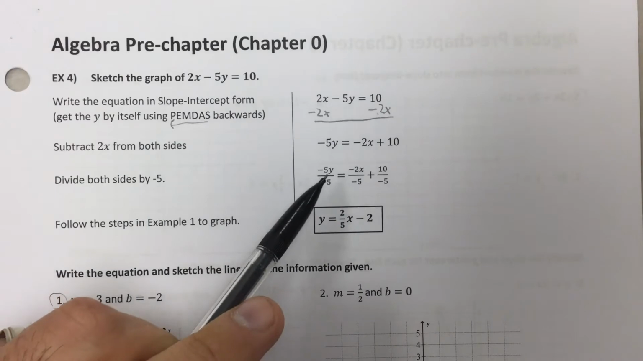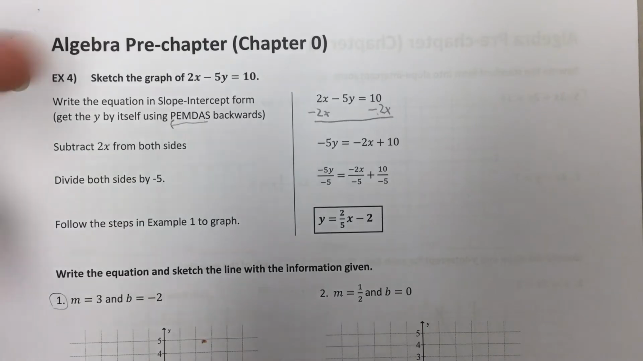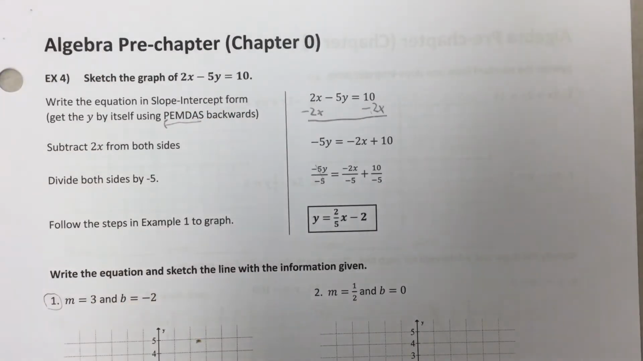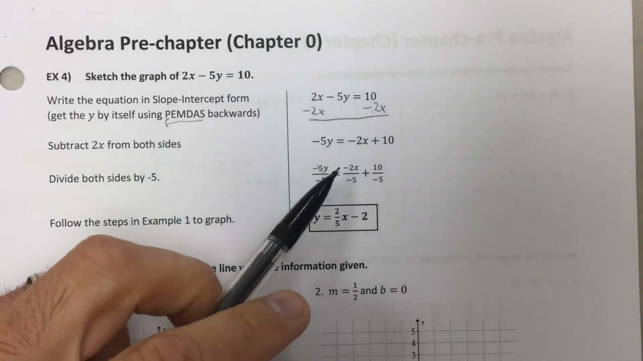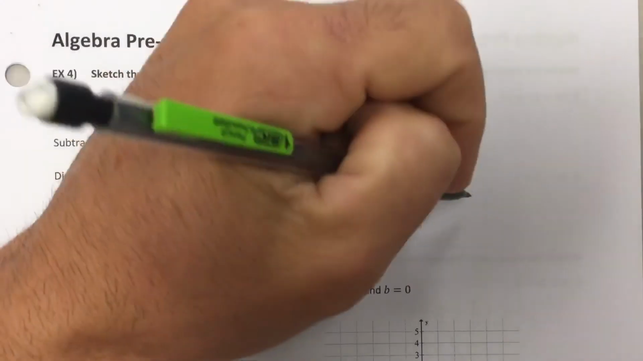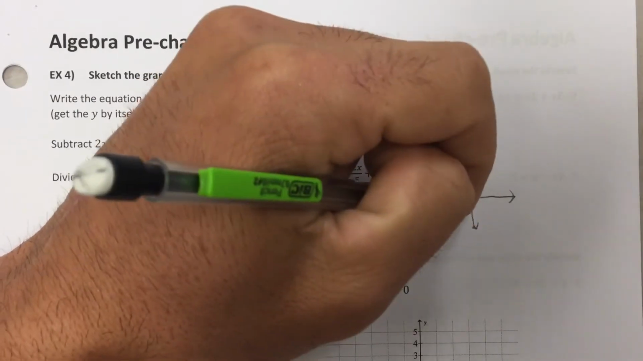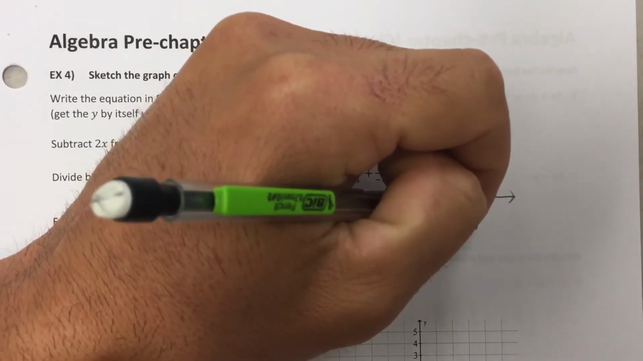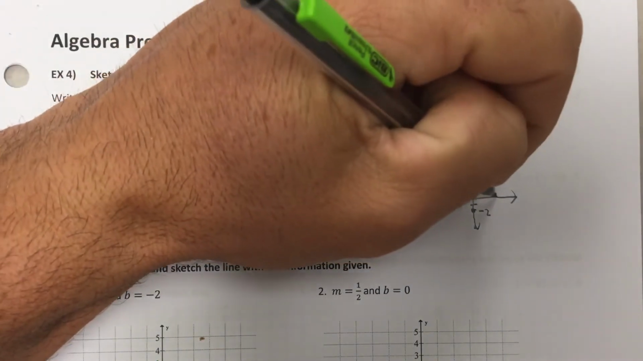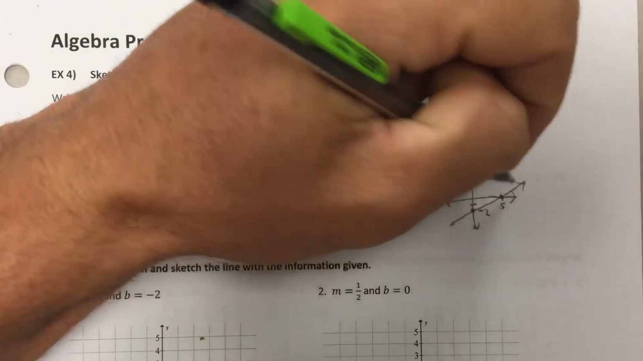Then again, I want to get the y totally by itself, so I'm going to divide both sides by -5. And when I do that, these -5 would cancel, leaving me just with y. The negatives cancel out, so I just have positive 2/5 x. And then I have 10 divided by -5 is -2. And then I would graph that as normal. If I'm going to just make a quick sketch here, I would have my y-intercept at -2 here, 0, -2, and then I had to rise 2 and run 5. Rise 2, run 5. So it would look something like this.